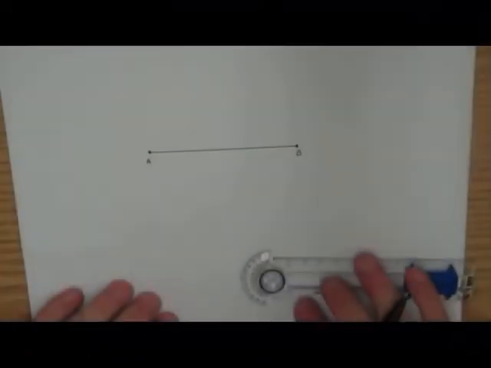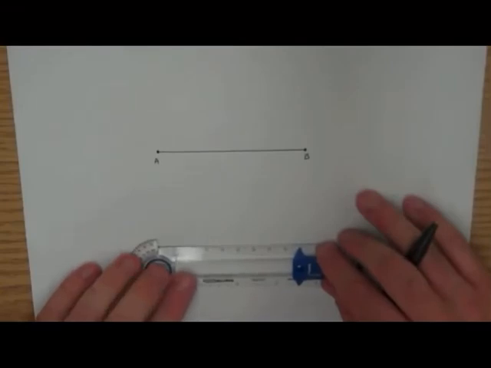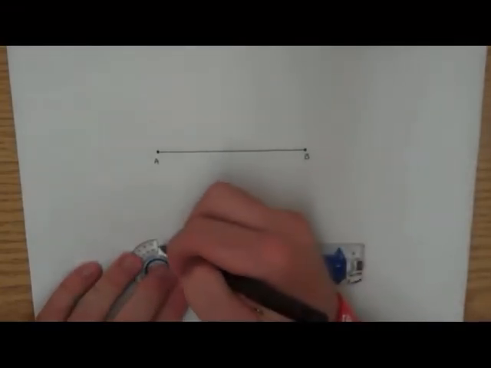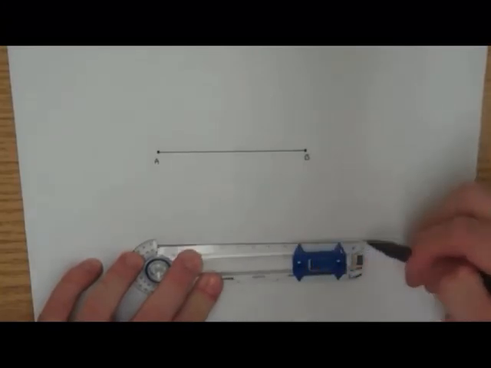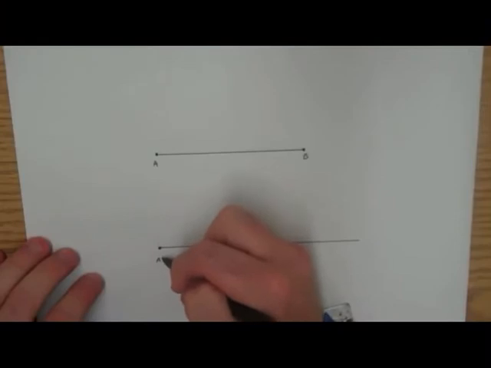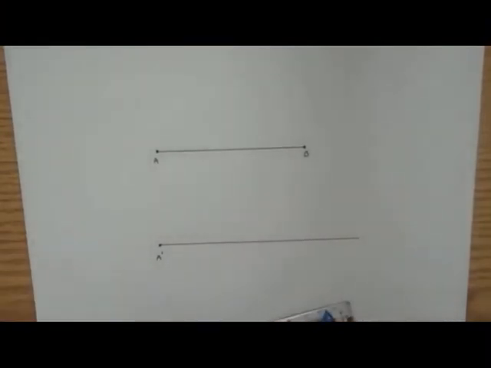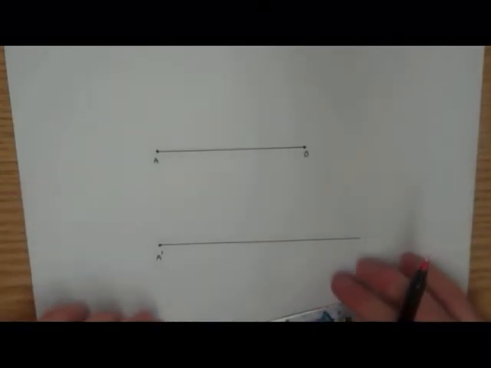The first thing that we want to do to create a congruent segment is we want to draw a ray, and the ray needs to be longer than the given segment. We'll give it an endpoint. We'll call that A prime. And now what we want to do is we want to measure segment AB.